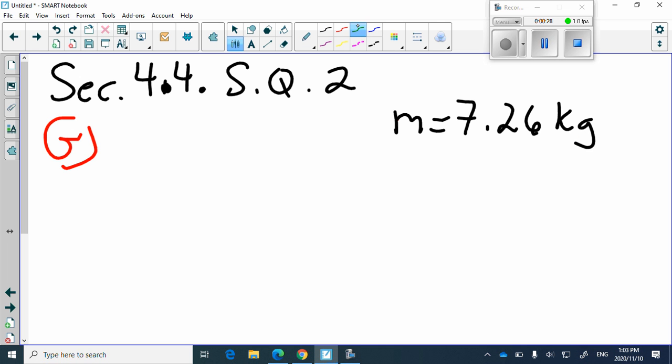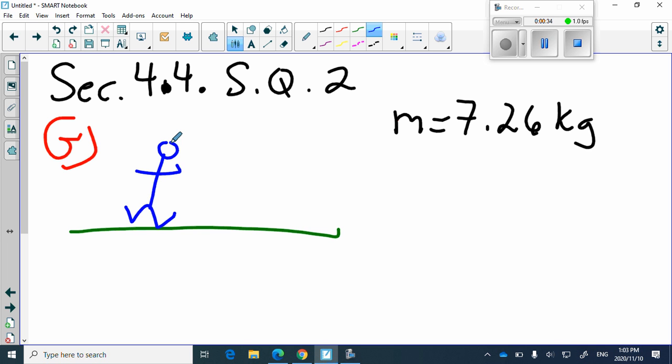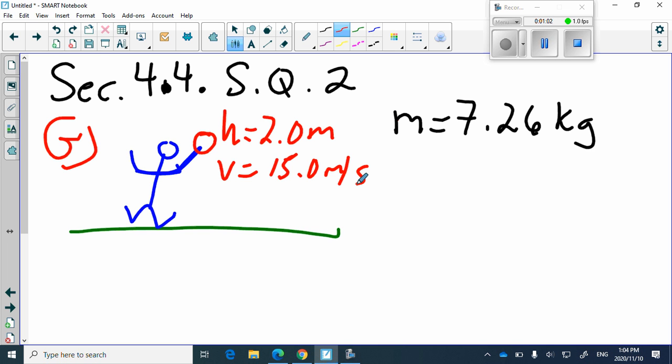So let's draw that. Here's the ground. Here's the shot putter, right? And the shot putter is going to be holding the ball, okay? And when the ball is being thrown, the ball has a height of 2 meters. Notice these are not vectors, right? So that's where the ball is, 2 meters, and is traveling at 15 meters per second. So that's the velocity there, 15.0 meters per second.